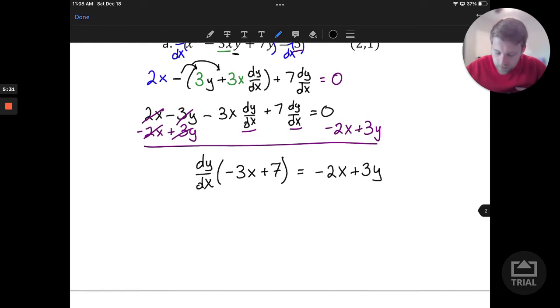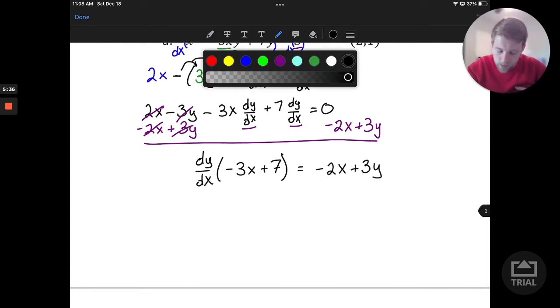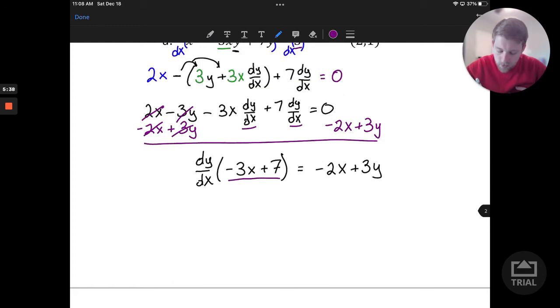When we put these together for the derivative, we could just divide both sides by that linear function, divide by negative 3x plus 7, and that will give us our dy dx derivative.